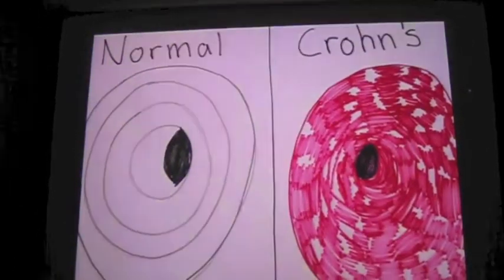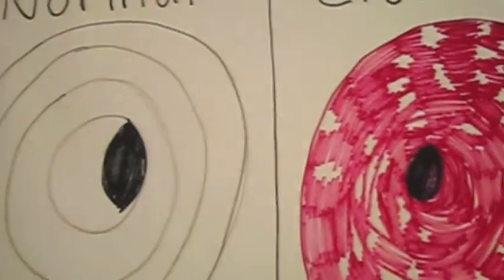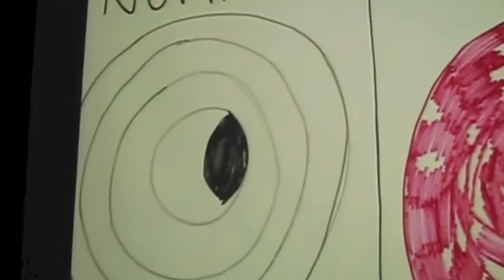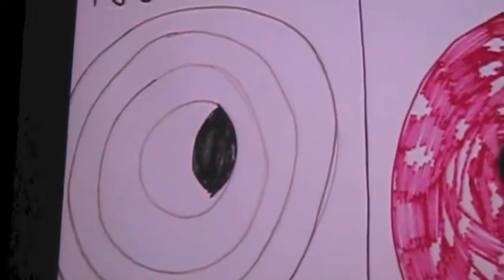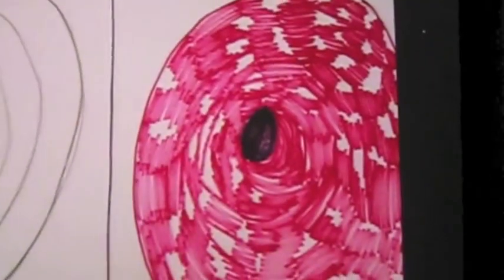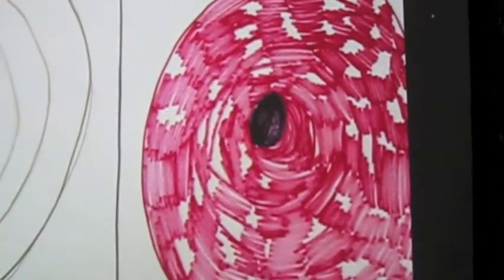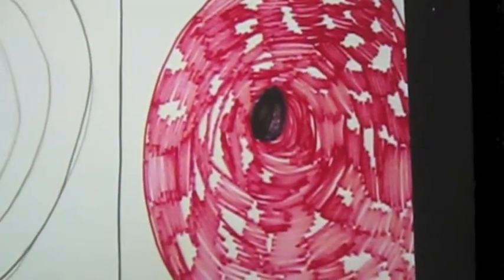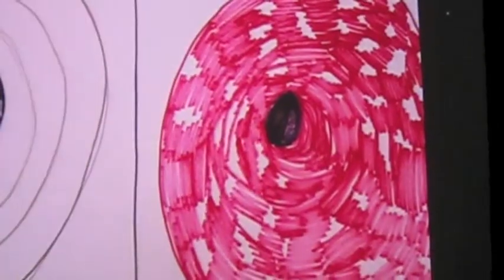Here you can see a normal versus a Crohn's intestinal wall. In the normal, you can see the segmentation as well as the passageway is much larger. In Crohn's, you can see redness and swelling, which contributes to stricturing of our bowel walls, causing a smaller passageway for food and other nutrients to be absorbed into our system.